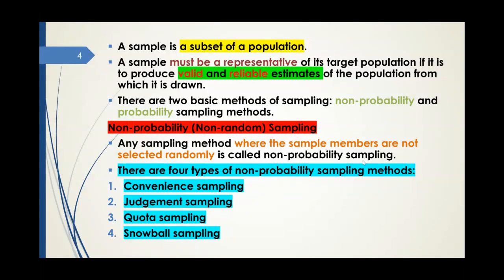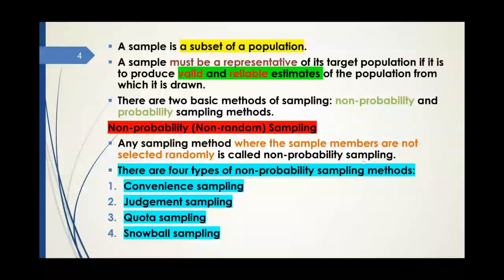So there's no randomness when it comes to non-probability. It says where the sample members are not selected randomly, it's called non-probability sampling. Because randomness allows there to be fairness, okay? It means that it's a representation of the population, because if I say, based on the people that I like, yes, some of those people belong to the population, but it's not to say that they display the characteristics of people who are within that population, all right? So the data is likely to be biased, okay?